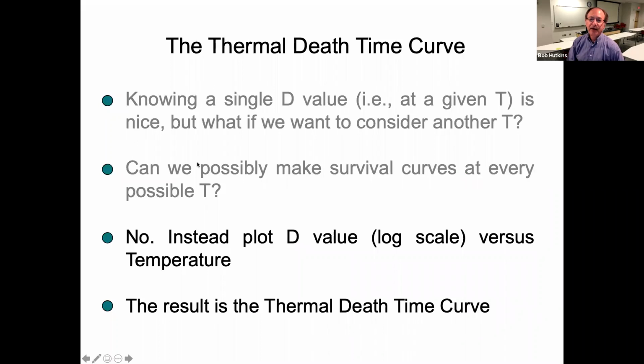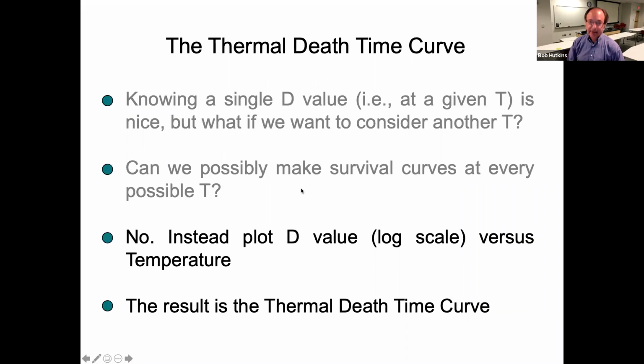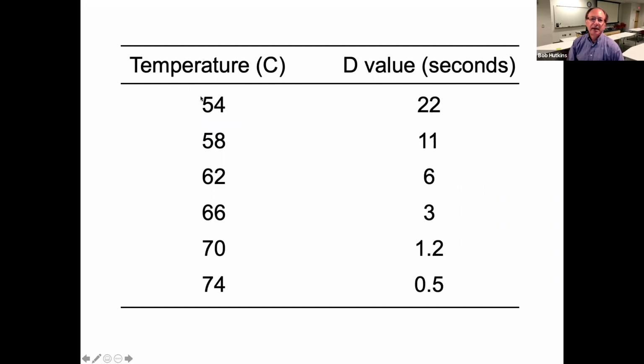Okay, so can we make survival curves at every temperature? No. Instead, what you do is you plot all those D values versus temperature. And the result is what we call a thermal death time curve, which is a great name for a rock and roll band. All right, okay. So here's what you do. So you go back to all these survival curves that you've made, and you collect the D values at those temperatures. And so now you have the D at 54, 22 seconds, D at 58, 11, and so forth.